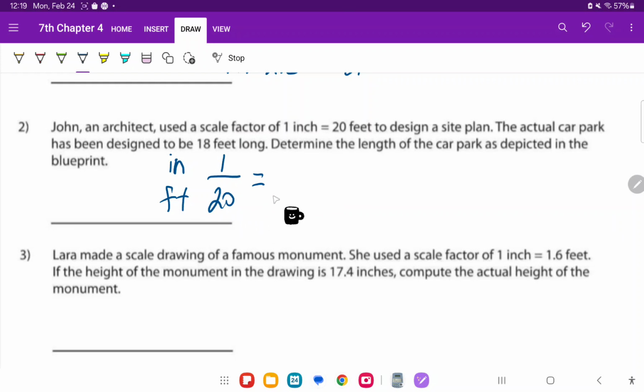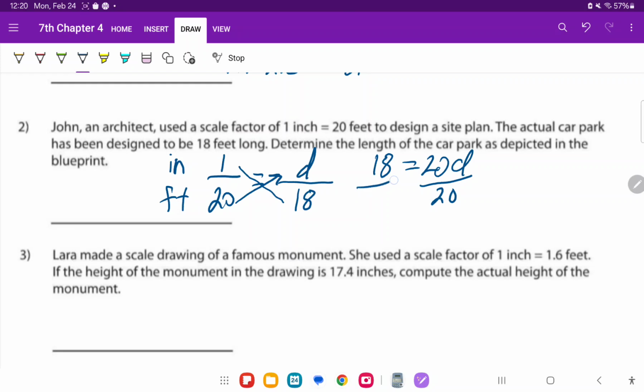Now notice that feet are on the bottom, so they say the actual part is designed to be 18. So this time the 18 goes on the bottom and our distance will go on the top. This one's going to require an extra step. We're going to cross multiply. 18 times 1 is 18, and then 20 times D is 20D. We need the D by itself, so we're going to divide by 20.